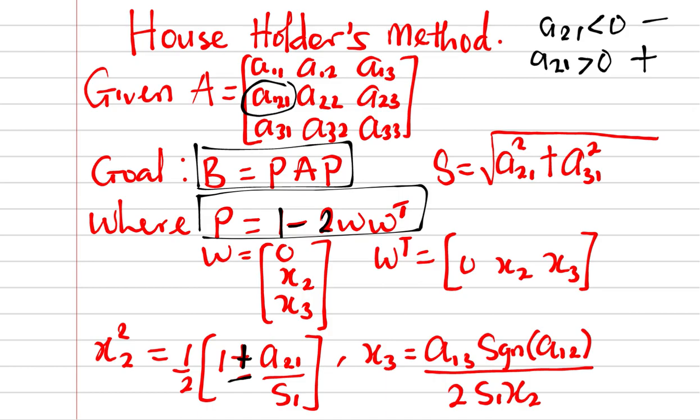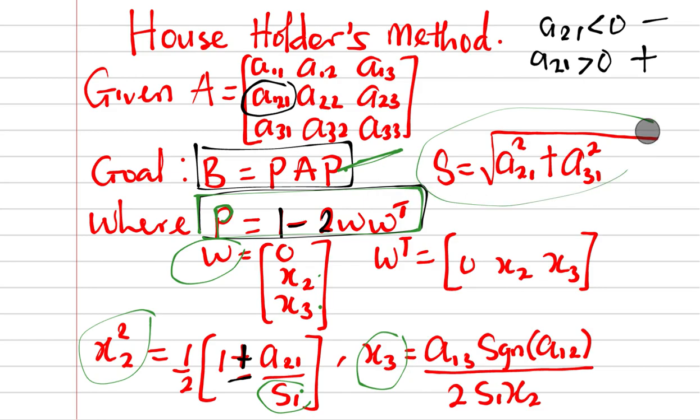Let me quickly take you through the process again. Your goal is to get B equal to PAP. But to get your P, you need this formula in this box, and you need this W, which will be formed like this. To get your x2 and x3, you need this value. To get s1 that is here, you need this value. You can see that everything is connected.